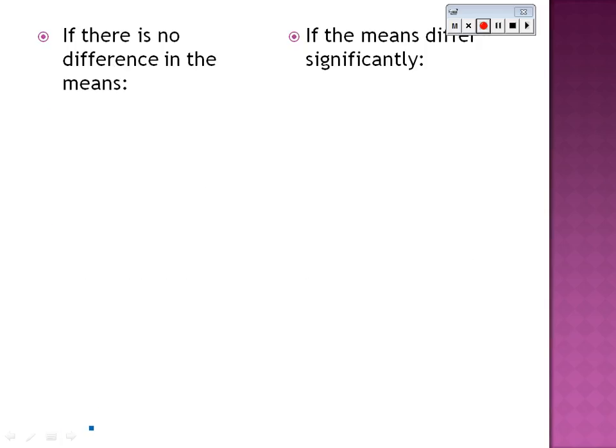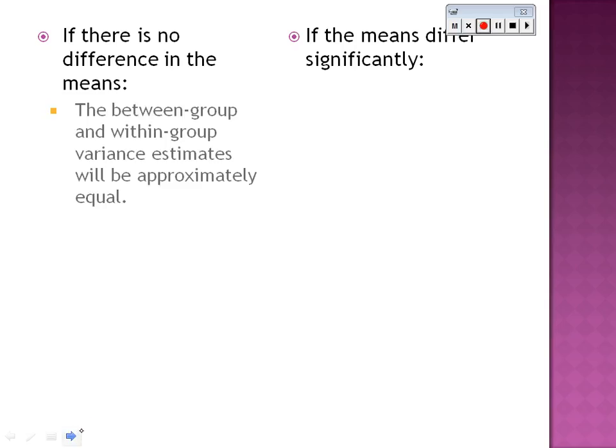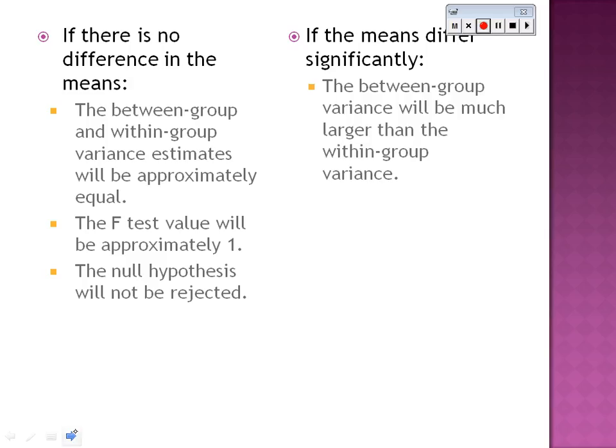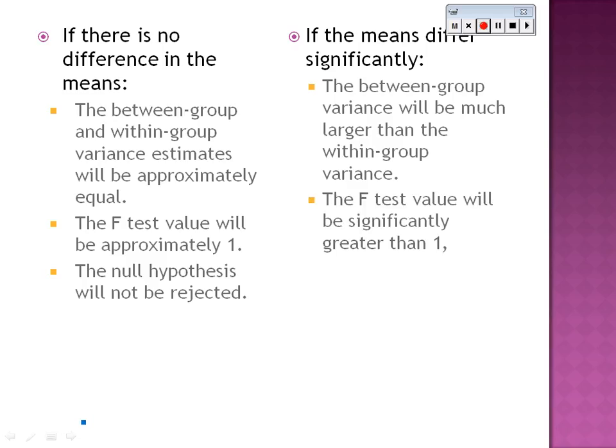If there's no difference in the means, the between and within group variance estimates will be approximately equal. Your F-test value will be approximately 1, and the null hypothesis will not be rejected. If the means differ significantly, the between group variance will be much larger than the within group variance. Your F-test value will be significantly greater than 1, and as a result, the null hypothesis would be rejected.